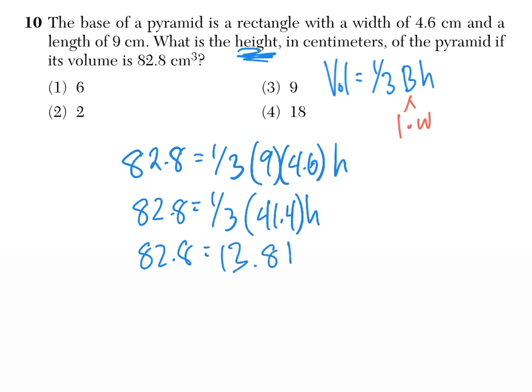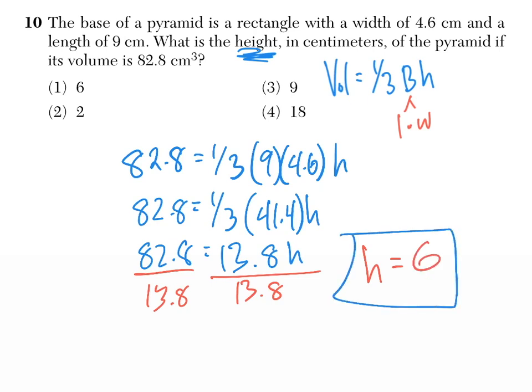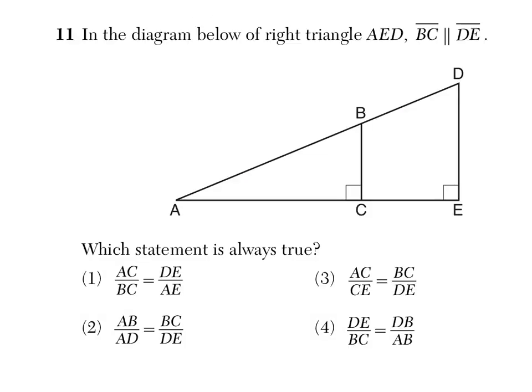13.8. And we're solving for height, so we're going to need to divide both sides by 13.8. And when we do, we know that height is 6. This is our answer. The correct option is option number 1. Let's take a look at question number 11.